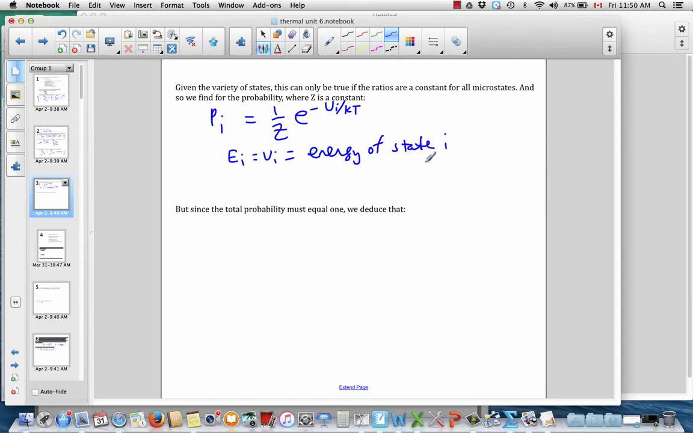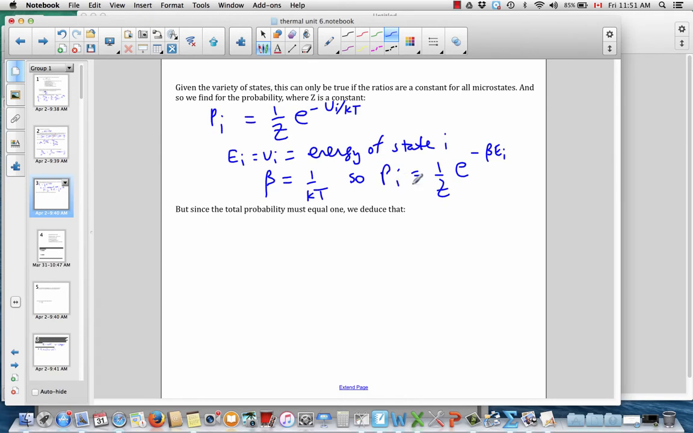Okay. And then I'm going to define just a symbol here, the beta symbol, and that's reciprocal kT. And thus, we can write that the probability of state i is 1 over Z, that's just a number, times e to the minus beta E_i. And this is a very familiar expression in statistical mechanics.